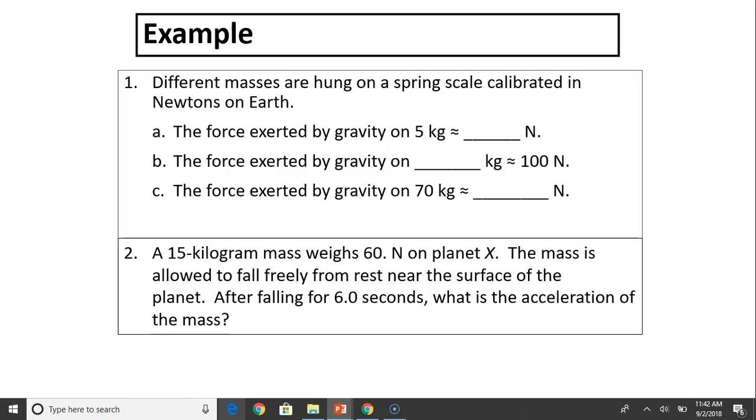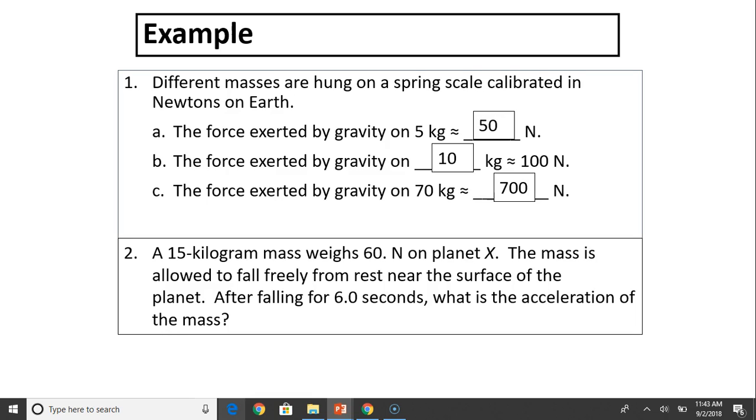Another example. Different masses are hung on a spring scale calibrated in newtons on Earth. The force exerted by gravity on 5 kilograms is about 50 newtons. 1 kilogram is about 10. The other one, how many kilograms will be 100 newtons? That's 10. The force on 70 kilograms is 700 newtons.